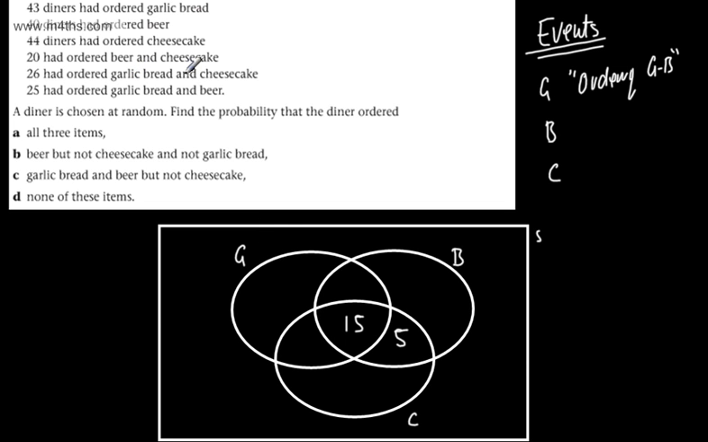26 had ordered garlic bread and cheesecake, so garlic bread and cheesecake is just here. I've already got 15 here, so we must have 11 here. 25 had ordered garlic bread and beer, 15 of them here, we must have the other 10 just here.